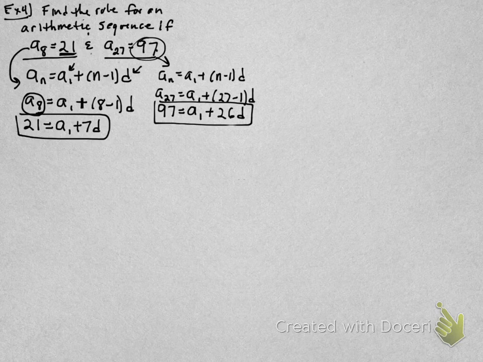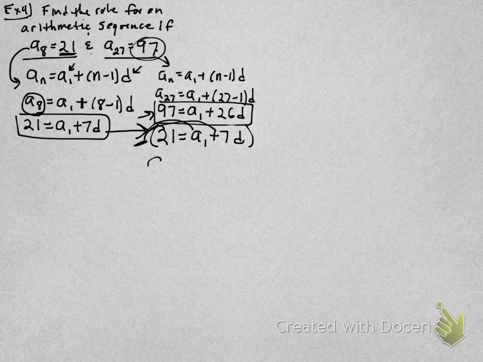Well, essentially, guys, I have a system of equations here that I can solve. What I would do is this. Let's rewrite this guy right underneath: 21 equals a sub 1 plus 7d. And what I'm going to do is subtract this entire equation from the top equation. If I subtract, I'm essentially going to distribute the negative on each of these terms and then add it to the previous one. So let me rewrite what we have here. We're going to have 97 equals a1 plus 26d. And then if I distribute the negative, I get minus 21 equals negative a1 minus 7d.